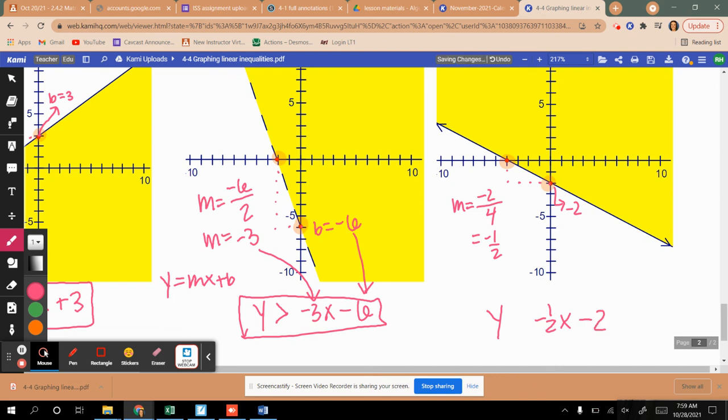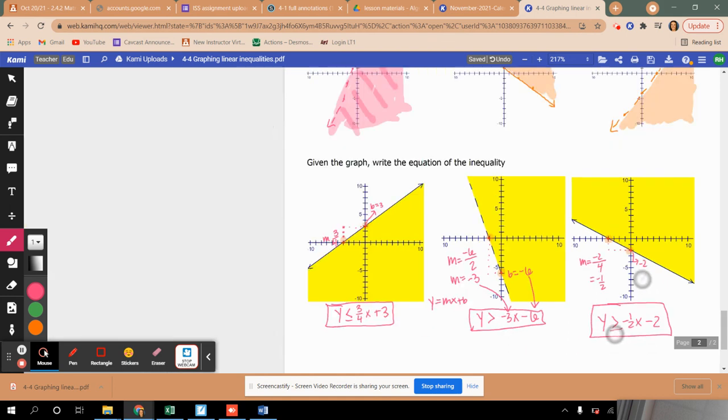All right. Is it shaded above or below? Above. So is it greater than or less than? Greater than. Is it a solid or striped line? Solid. Does that mean it's equal to or not equal to? Equal to. So we're going to put that equal to sign, and that is the equation you should have had.